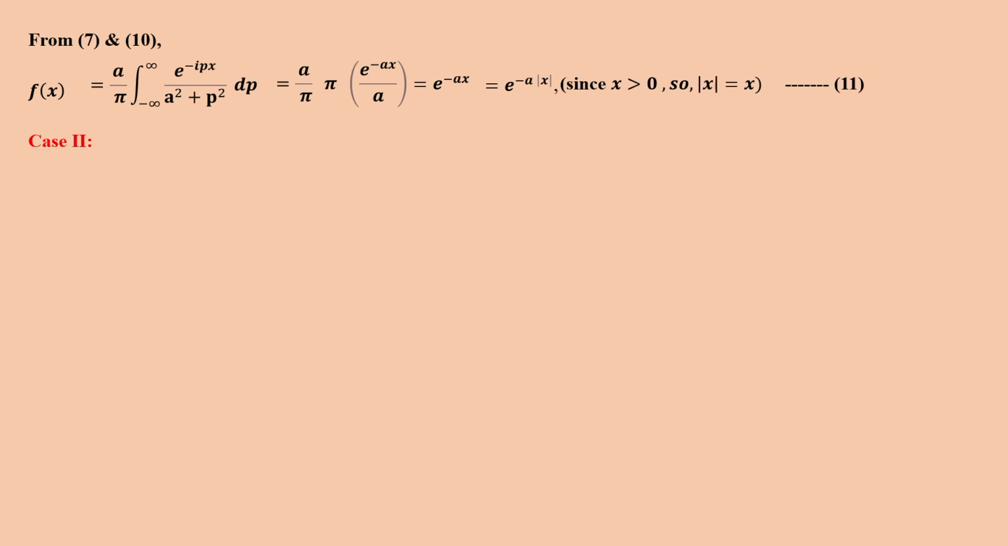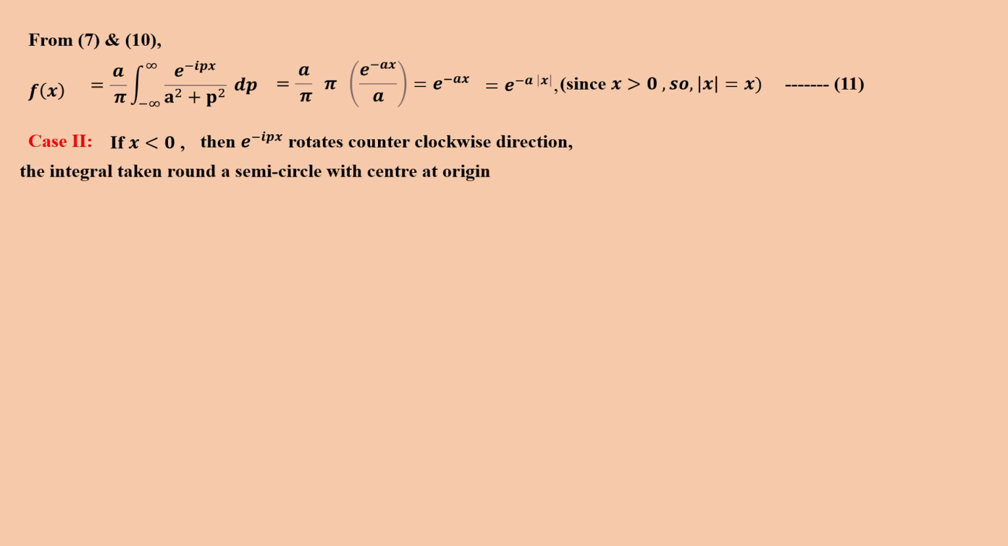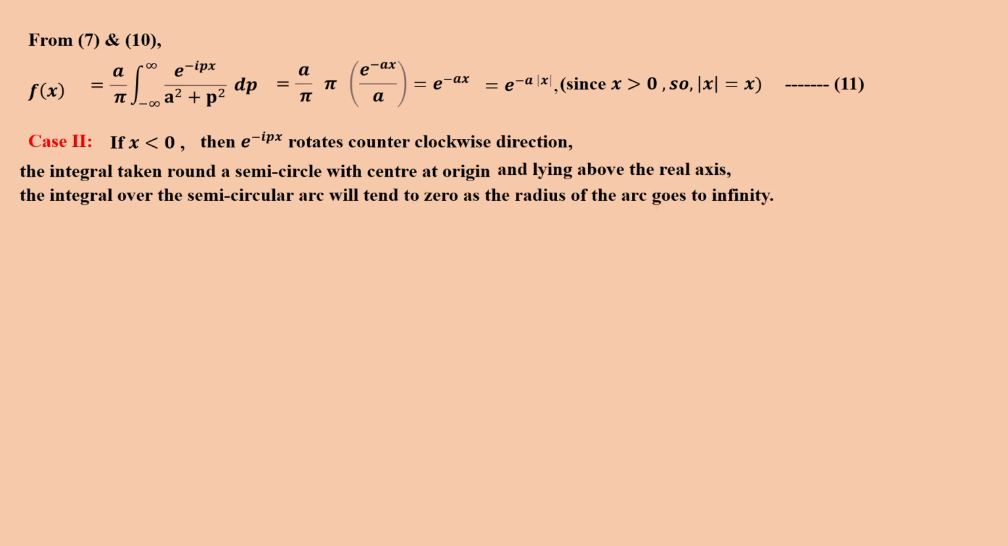Now we are going to case 2, if x is less than 0. Negative means e power minus i p x. So x is negative, so already you are having negative, you will get positive in the e power. So this will be counter clockwise, right? So the integral is taken around the semicircle with center at origin and lying above the real axis. The integral over the semicircular arc tends to 0 as the radius of the arc goes to infinity. This is from Jordan lemma. So we are going to proceed like above.